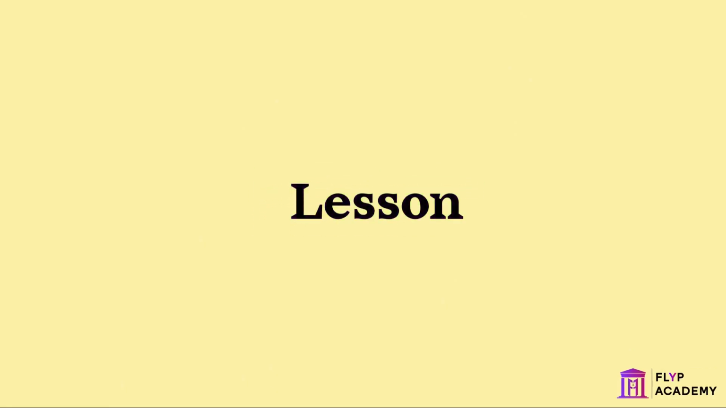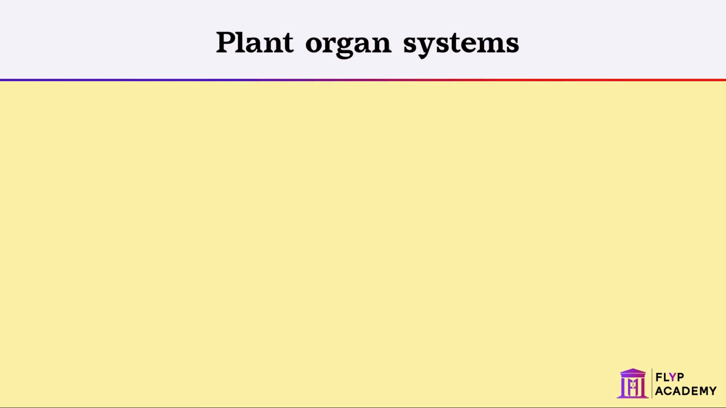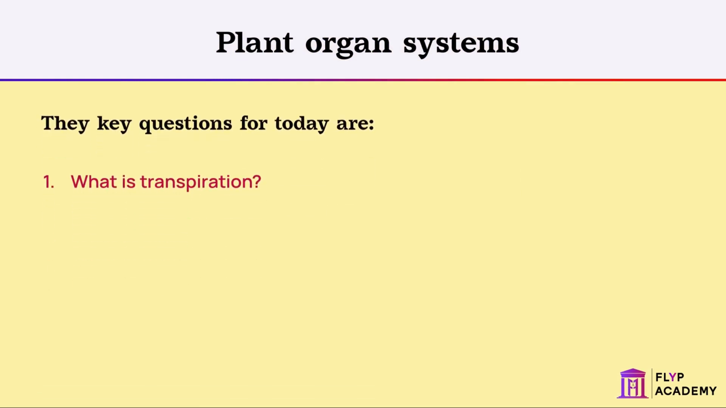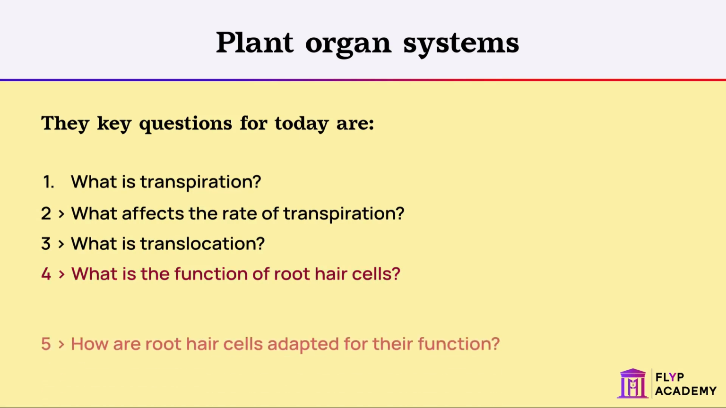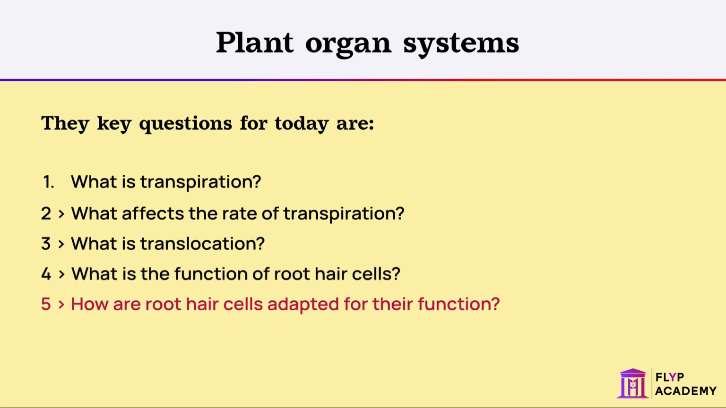Welcome to our lesson on plant organ systems. The key questions for today are: 1. What is transpiration? 2. What affects the rate of transpiration? 3. What is translocation? 4. What is the function of root hair cells? 5. How are root hair cells adapted for their function?